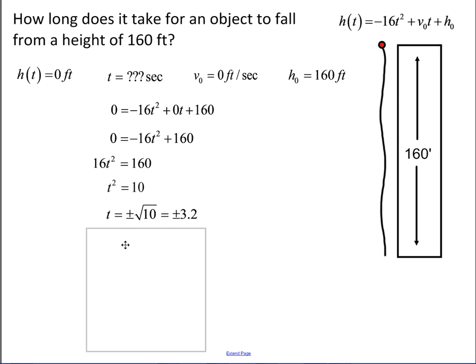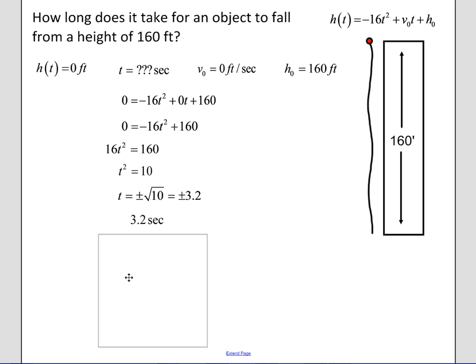However, negative 3.2 seconds doesn't really make any sense in the context of a physics problem like this. How much time has passed? It's hard for negative time to pass. So for this, we're going to throw out that one answer and keep only the 3.2 seconds being the positive solution that we got. So the amount of time it would take for this ball to drop 160 feet is 3.2 seconds.